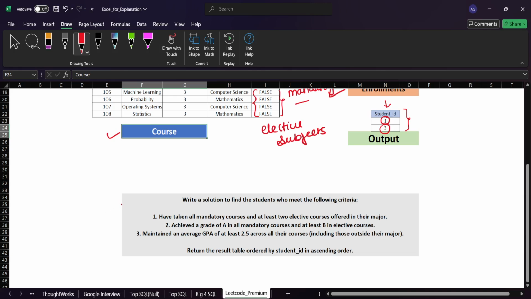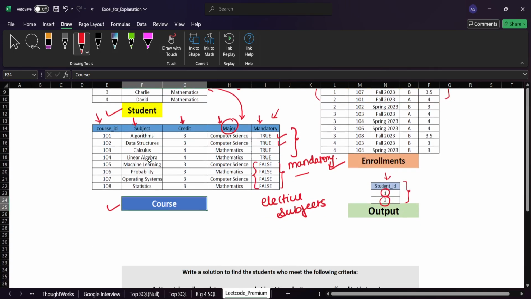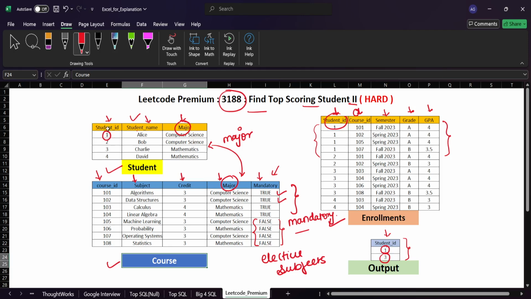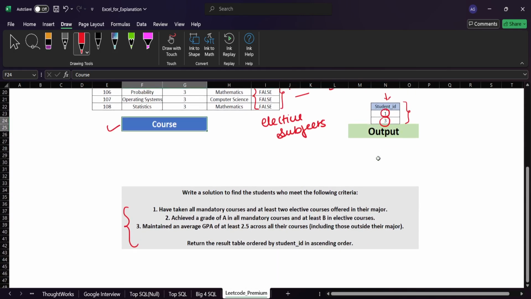Our question is, if any student meets all these criteria, we should return that particular student. In the input table, we have four students: 1, 2, 3, and 4, Alice, Bob, Charlie, and David. Out of these four students, student ID 1 and 3 are meeting the criteria, so we are returning those two students. Let's see what the criteria are over here.